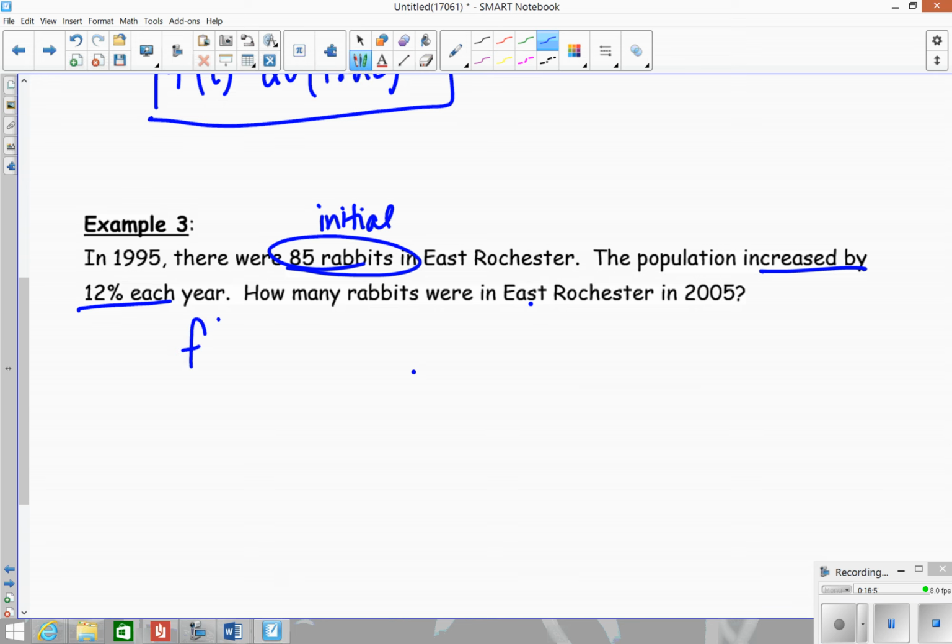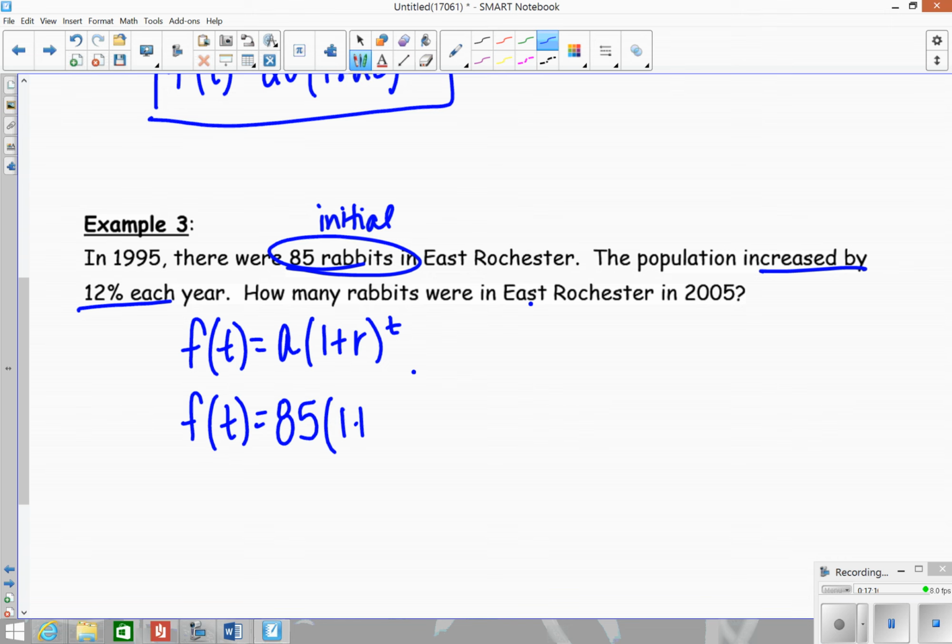So we're going to start with our formula for percent, a times 1 plus r to the t. We have a is going to be 85, that's our starting amount. 1 plus, so our rate is going to be 0.12. Remember, divide that by 100 or just move the decimal 2 places to the left.